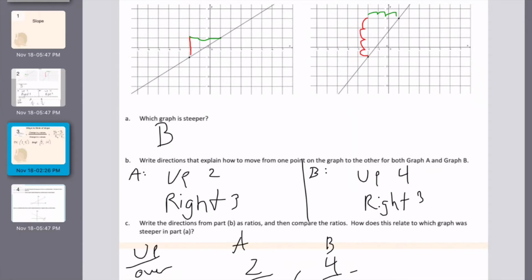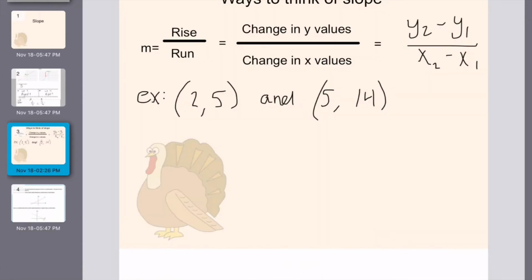The first way that we can think about slope is rise over run, that up down slash left right, okay? We can think about it in terms of the change in our y values of our ordered pairs over our change in our x values, or we can think about it using this formula. My second y value minus my first y value over my second x value minus my first x value.